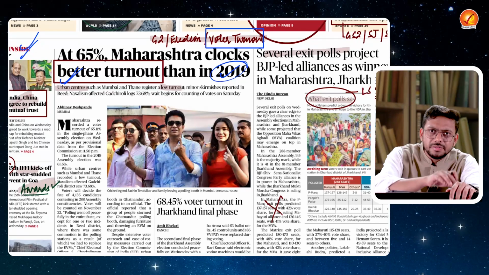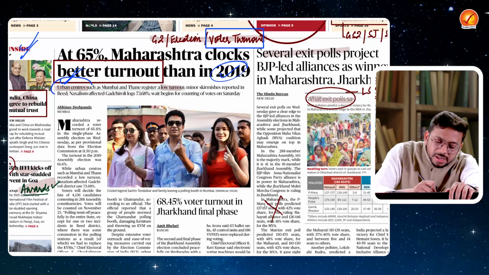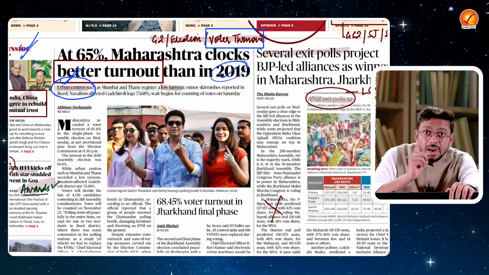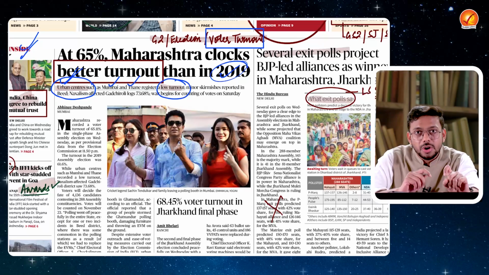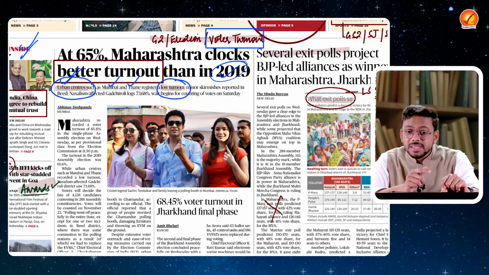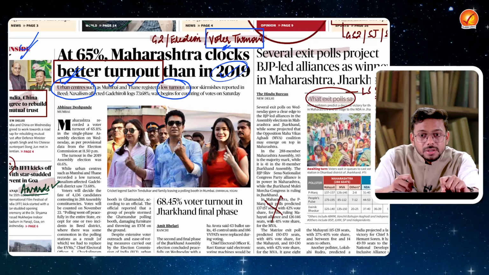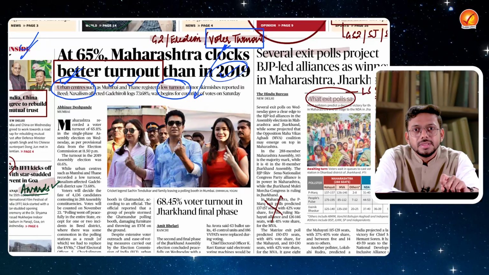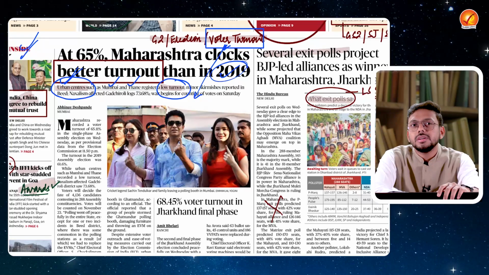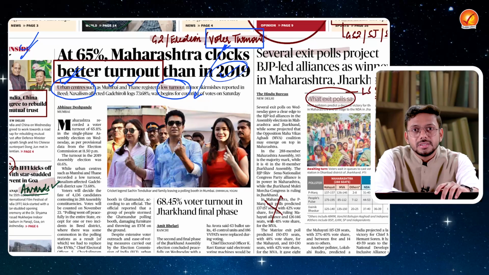Over here, when you read the second line, it is written that the urban centers such as Mumbai and Thane have low voter turnout. Now you're getting the point. Now you're getting the topic. The topic is not just voter turnout, but voter turnout in the urban areas. Okay, that is an issue. Now that can be a question.